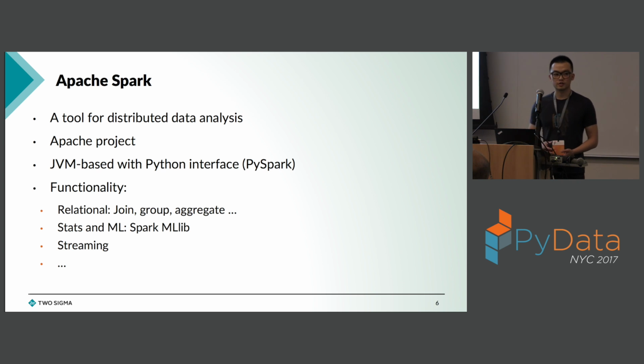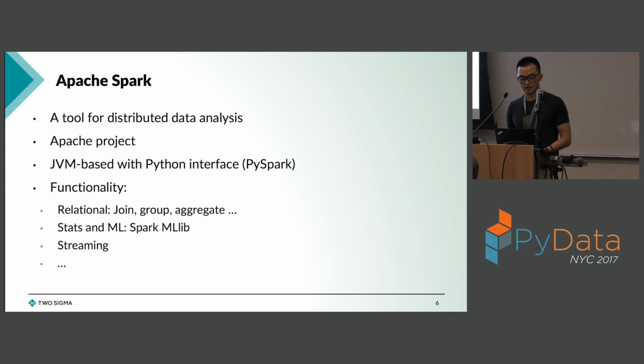Spark comes with different functionalities organized in different modules. There's a relational module that deals with joining data, grouping data, and some aggregation statistics. And there's Spark MLlib, which is a Spark module for stats and machine learning. And Spark also deals with streaming data.